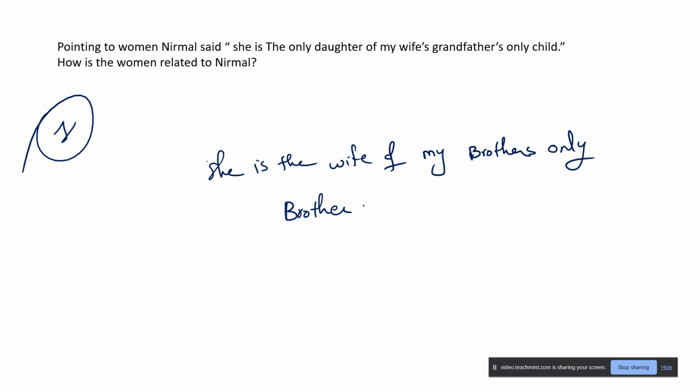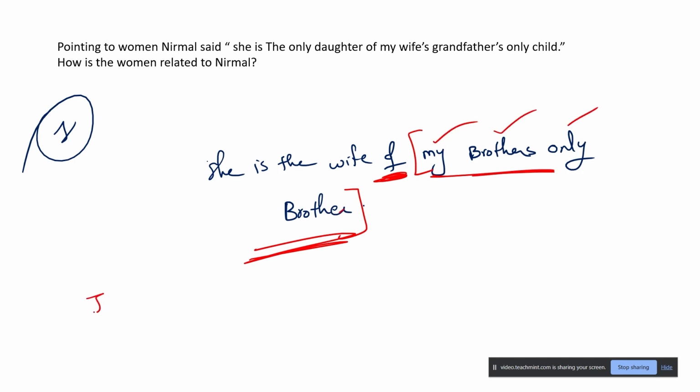Now to solve these kind of problems, what you can do? She's my wife. Yeah, your wife only. So to solve these kind of problems, what you need to do here is first try to identify where is the word of in the problem. Whatever may be the problem, try to check where is of. Once you have identified of, try to solve the second part first. Let's see here, my brother's only brother.